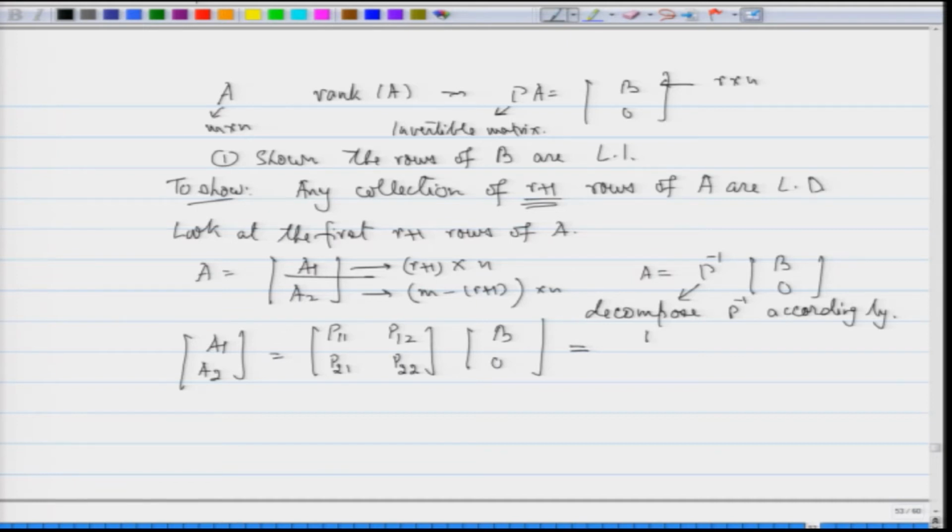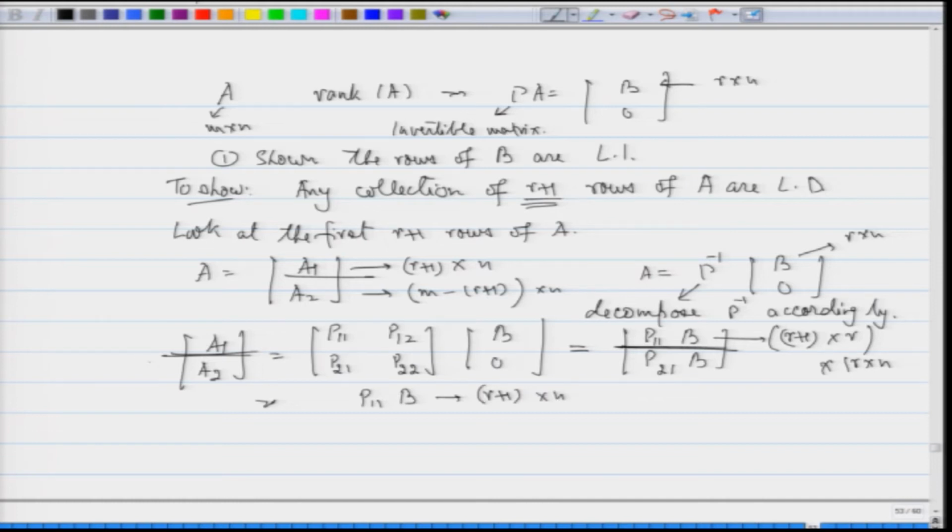So, if I do the matrix multiplication, I can look at it as this times B, and this is P21 times B, the rest part is 0. So, this is going to be the size P11 cross B according to this part. If I look at this part, this is going to be of the size R plus 1 cross B. The size of B is R cross n. So, therefore, R has to cancel. So, I get R here cross R cross n. So, this will imply that P11B has size R plus 1 cross n, the size of A1. Fine. So, the matrix product makes sense.